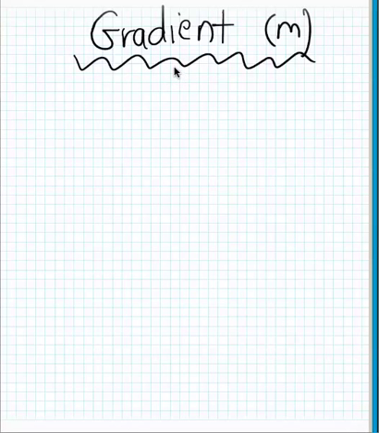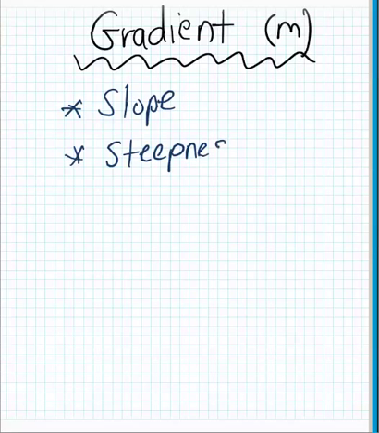Now, the gradient in maths simply means you can write it as, for example, the slope of something, or the steepness, how steep something is. And the symbol we use for the gradient in maths is an m. So whenever you see m equals something, it's saying the gradient equals something.